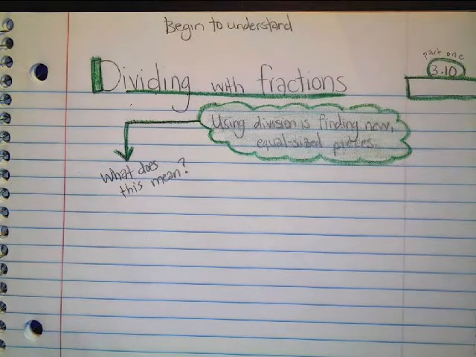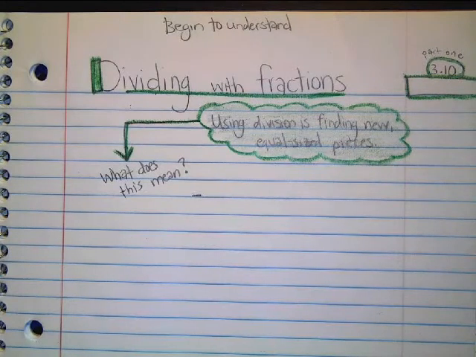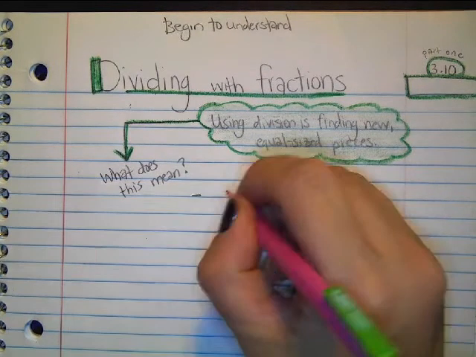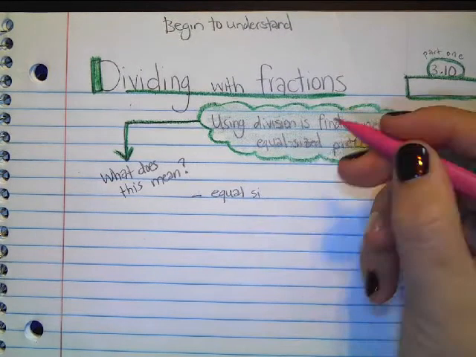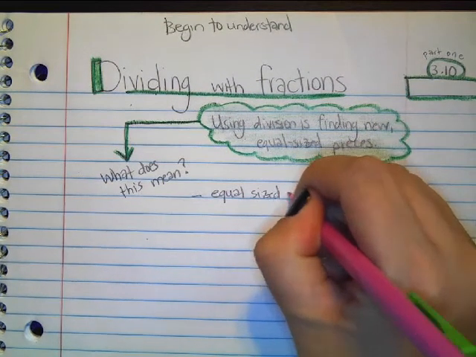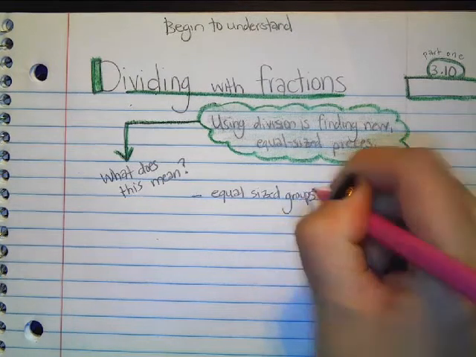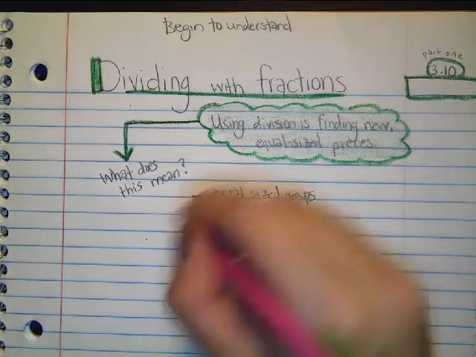This means a couple different things. This means, we're going to put a dash point here, equal size groups, which we said pieces here. It means that it's fair.